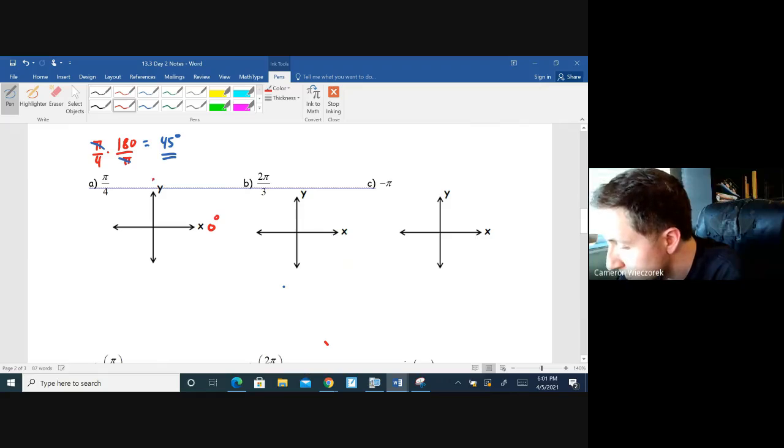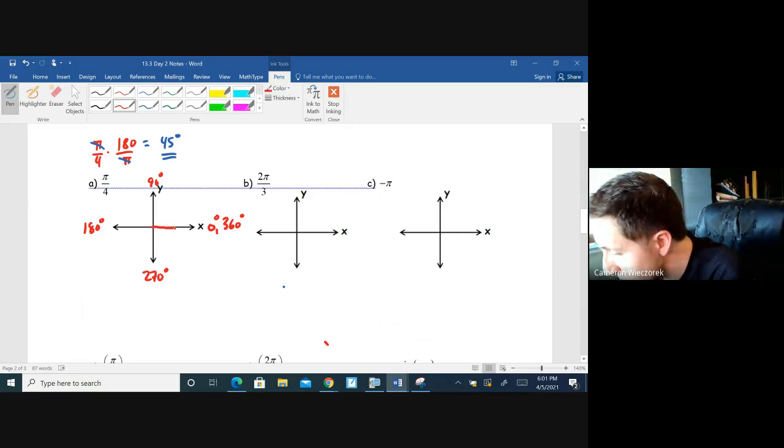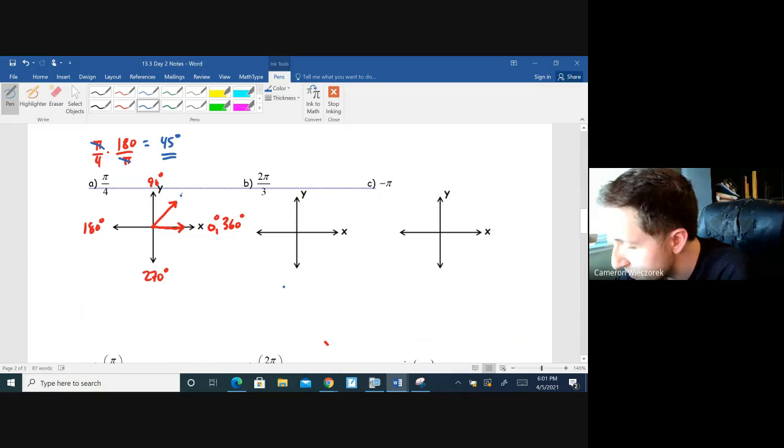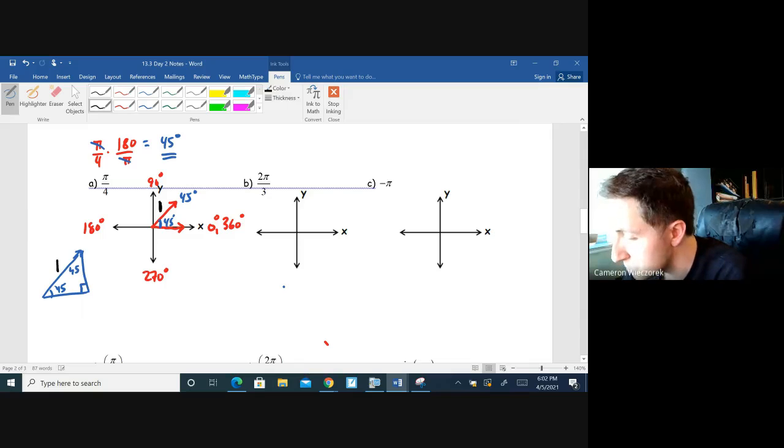Here's 0, here's 90, here's 180, here's 270, and now I'm back to 360, full circle. You could sketch the angle in standard position formally if you want. You don't have to, but you should draw your triangle. Here's my 45-degree angle. There's the reference angle, 45. Here's my triangle, 45, 45, 90. The radius of the circle is 1, so that's the hypotenuse.